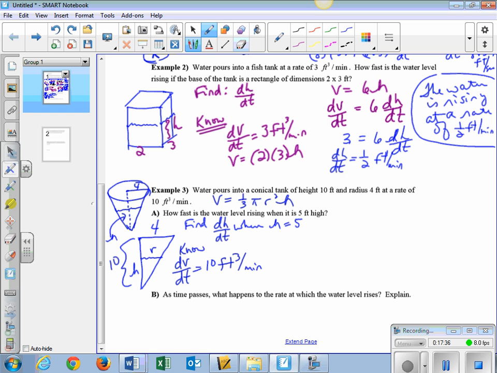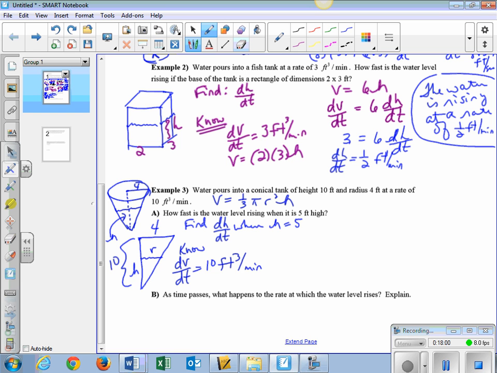And here's the issue here. I'm trying to find dh/dt. I know dV/dt. I know h is 5. Do they ever reference my radius? Do I need to find dr/dt, or did they give me dr/dt? The answer to both of those is no. So I want to get rid of that variable r.